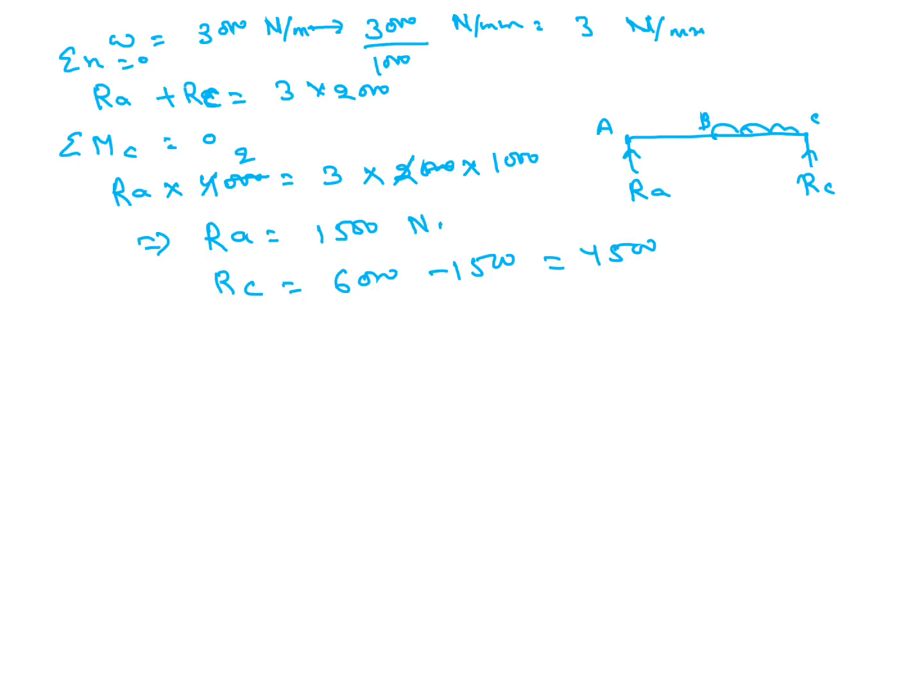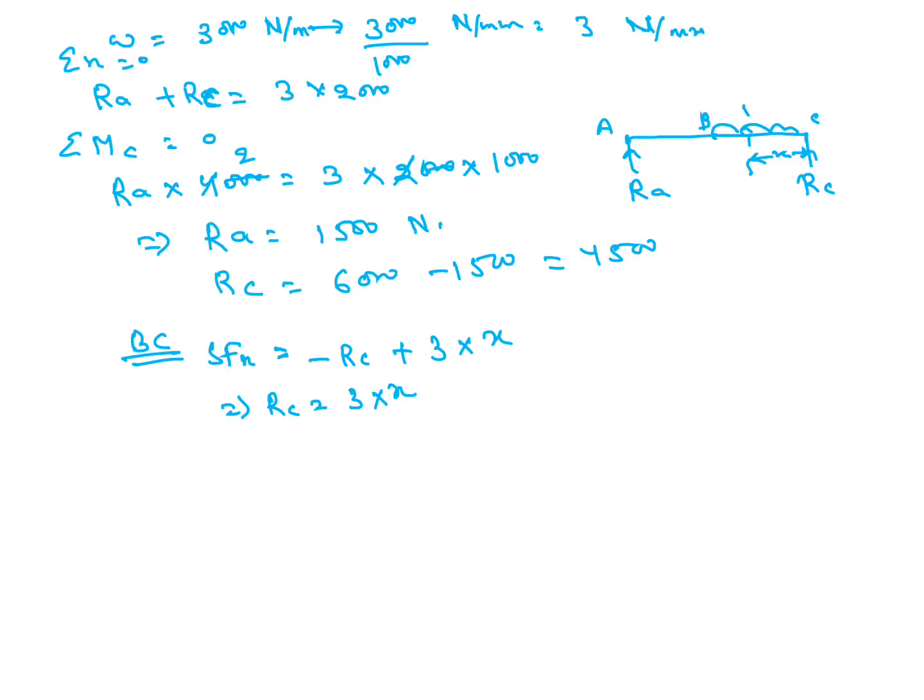Then take B to C, shear force at x distance. We know where shear force will be 0, there the bending moment will be maximum. So for B to C you take shear force: minus RC plus 3 into x. Let it be x, this distance. So for shear force 0, RC equal to 3 into x.